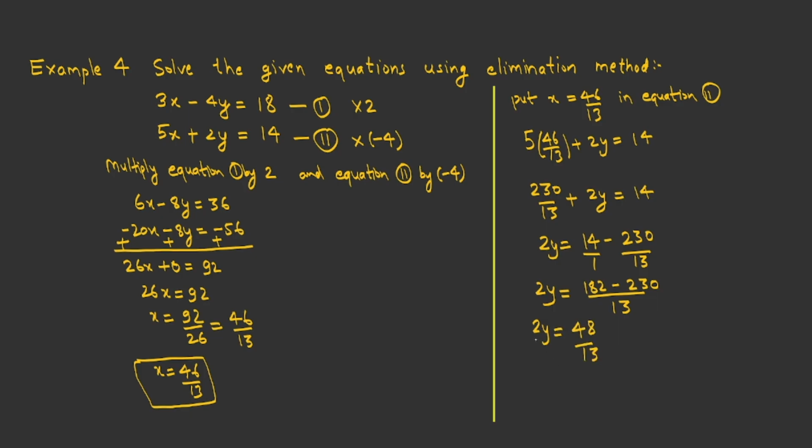Here 2 is multiplying, so we will transfer it. उसको ट्रांसफर करेंगे तो 48 by 13 into 2. When you will cancel it out, 2 1 ja and 2 24s are. So this will be value of y is 24 by 13. So in this way you can get the value of x and y.